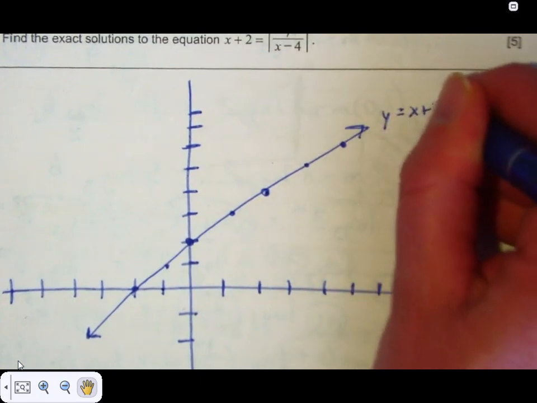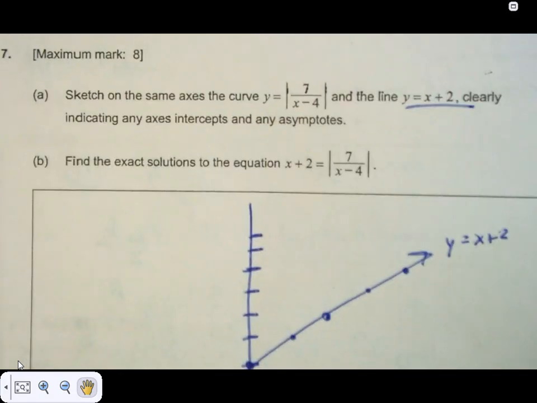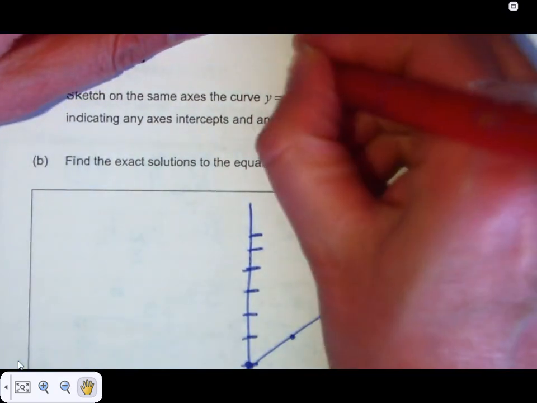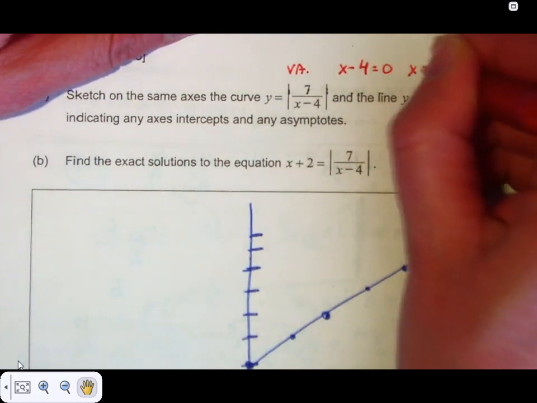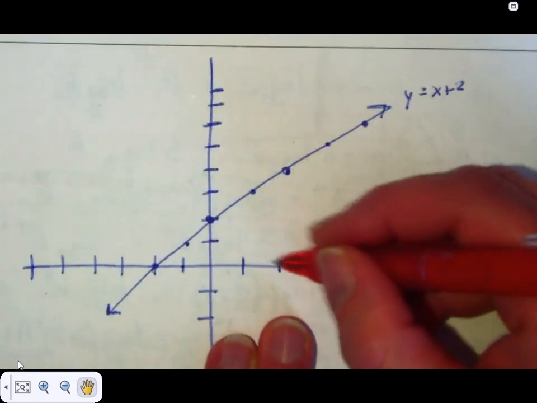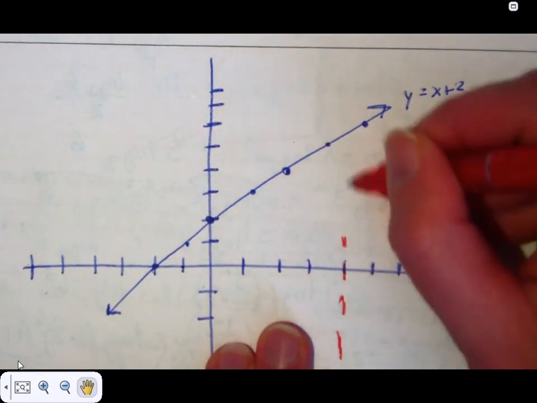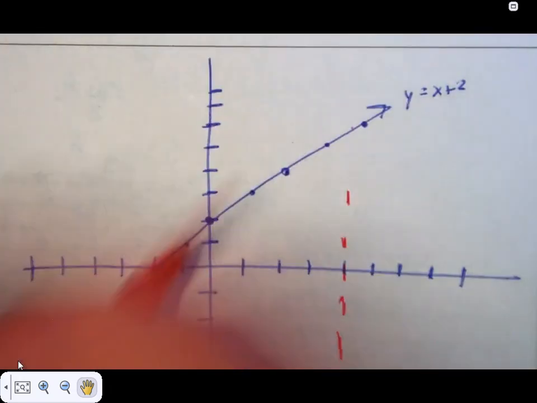Okay, the next part is the hard part because you're thinking, what on earth is y equals the absolute value of 7 over x minus 4 equals? It does tell you you're going to need the intercepts and the asymptotes, so those are pretty easy to find. How do you find the vertical asymptotes? Perfect. Set the denominator equal to 0, so we have a vertical asymptote at x equals 4. So I'm going to draw that on here. 1, 2, 3, 4.